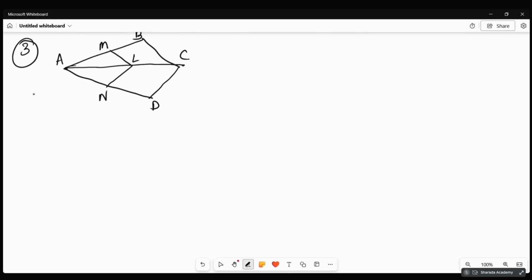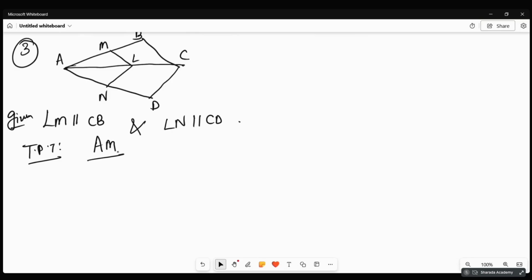Given LM parallel to CB. Okay, this is given LM parallel to CB and LN parallel to CD. Now to prove that AM by AB is equal to AN by AD. You have to prove this now.